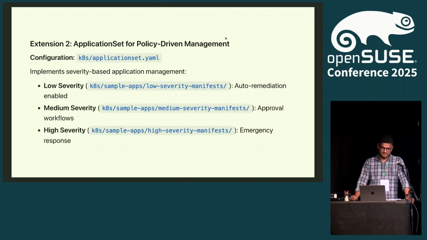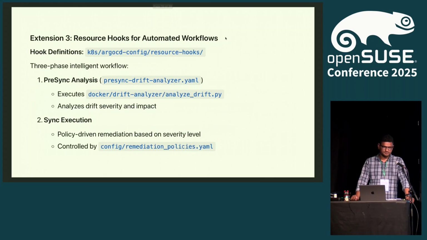Next is the application set. So we have 3 different manifests. There is a low severity application, a medium severity application, and a high severity application. And we have resource hooks. So we have 4 different resource hooks.